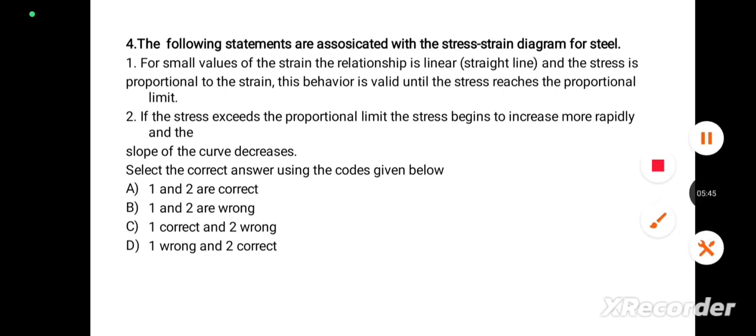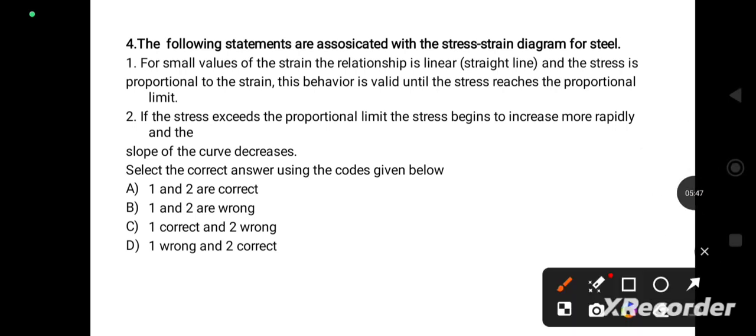Next, fourth question. The following statements are associated with the stress strain diagram for steel. For small values of the strain, the relationship is linear, a straight line, and the stress is directly proportional to strain. This behavior is valid until the stress reaches the proportionality limit. As we all know, in the stress strain diagram, up to the proportionality limit, stress is directly proportional to strain. So statement 1 is correct.